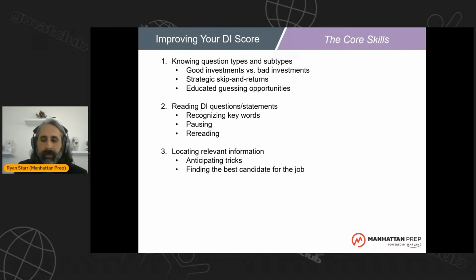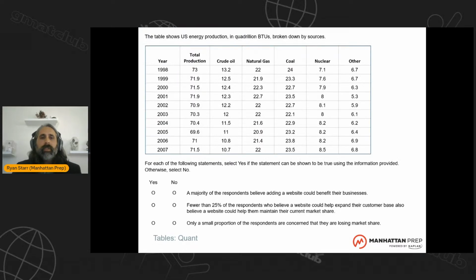And reading for keywords for me kind of goes like this. Let's look at a table question. So coming back to this one. Quadrillion BTUs, an astonishing number. Got a lot of numbers here. You've got a lot of headings for this table, right? It's year, total production, crude oil, etc. You don't know which ones of those you're going to use.